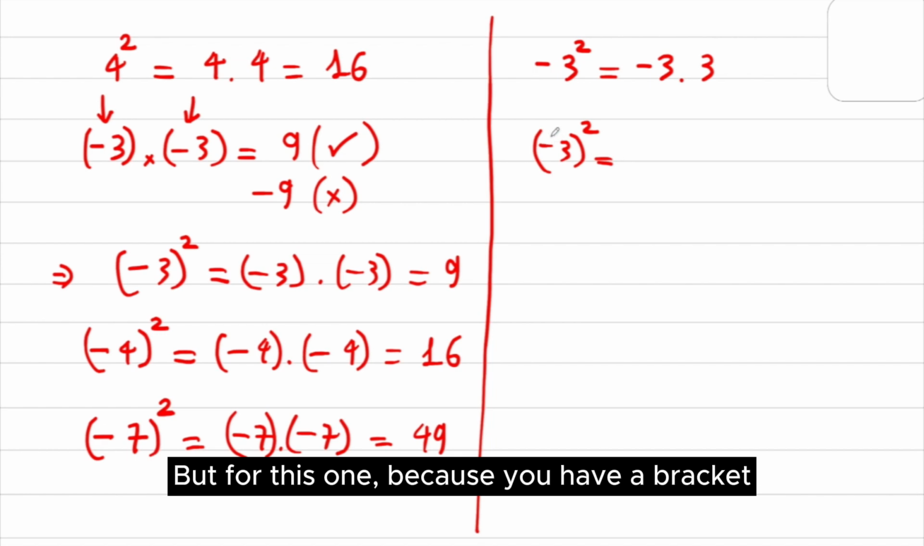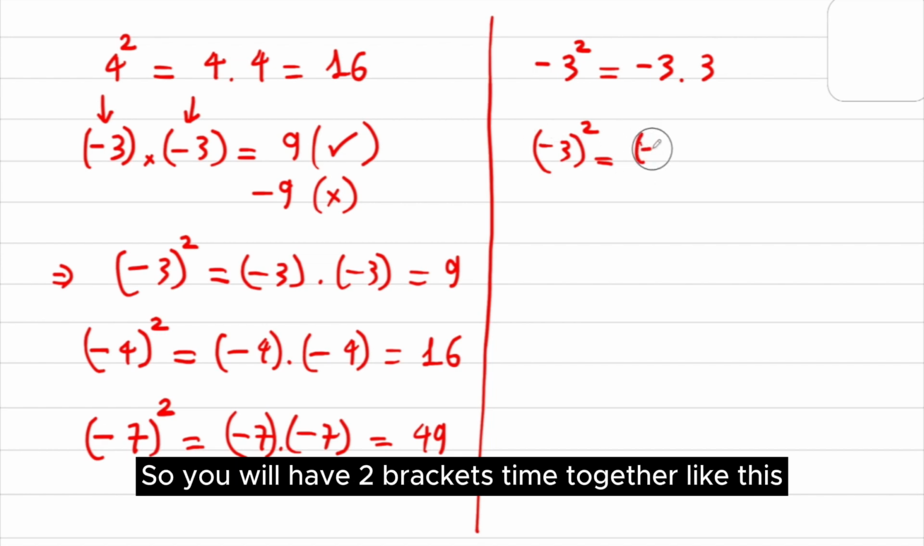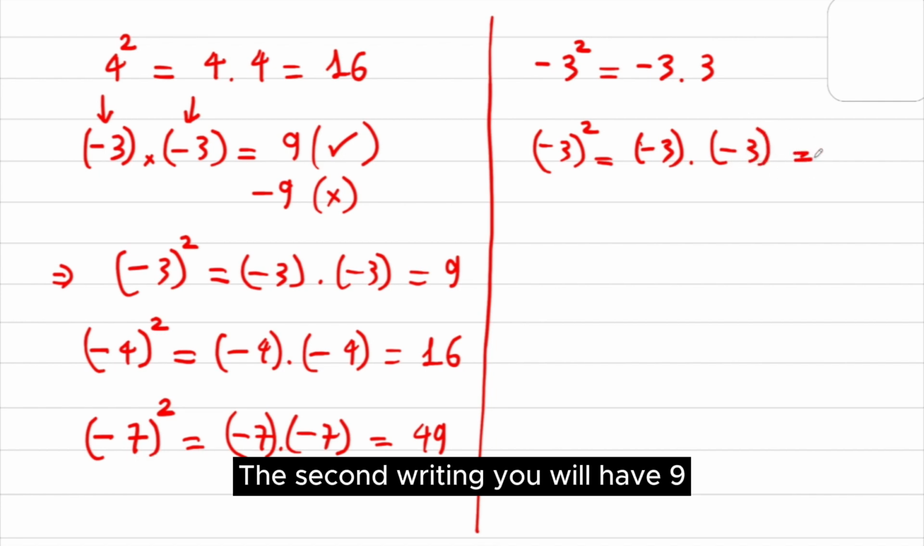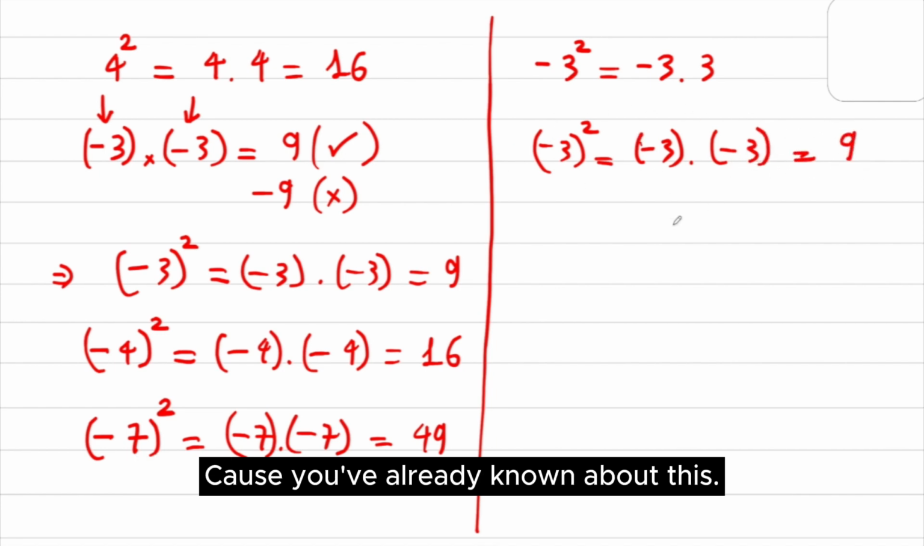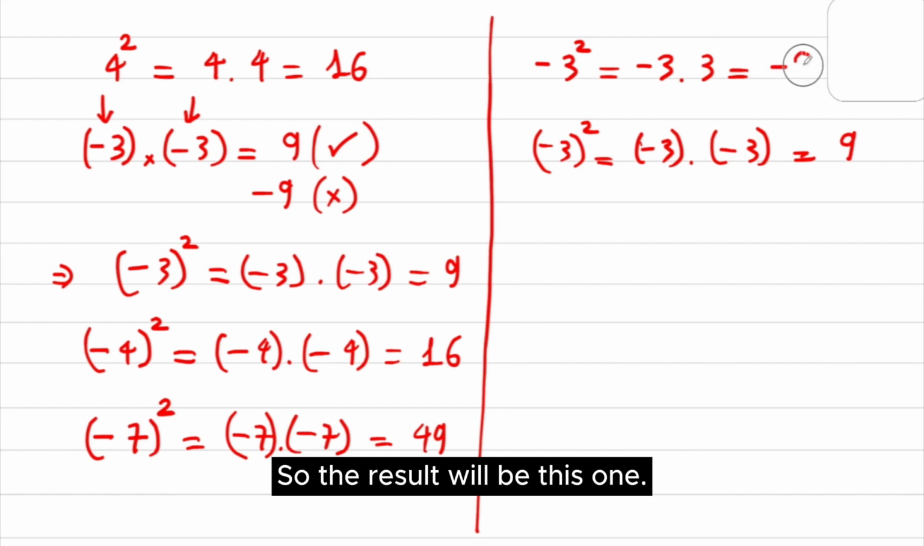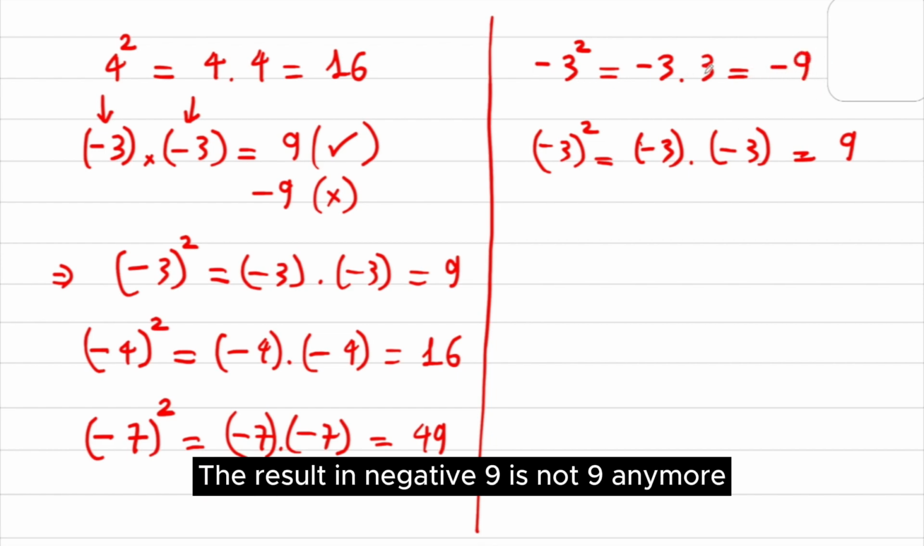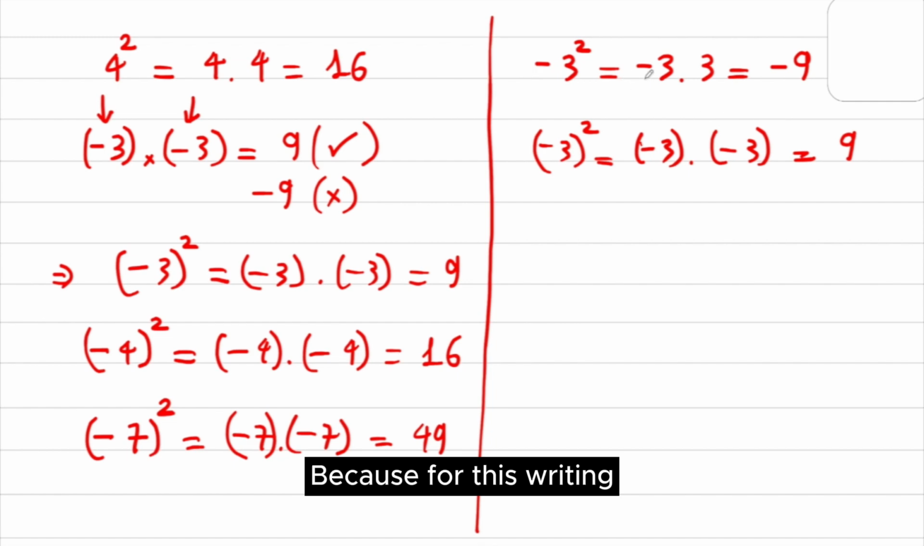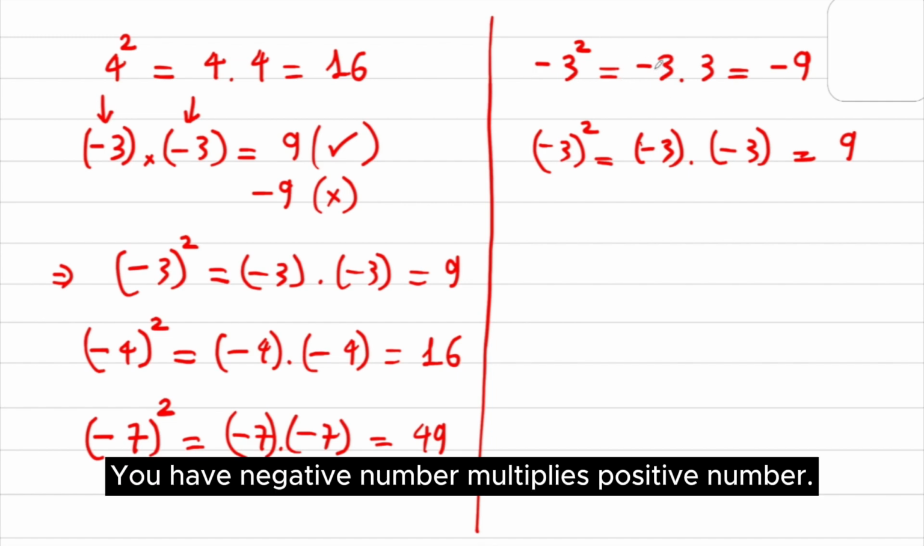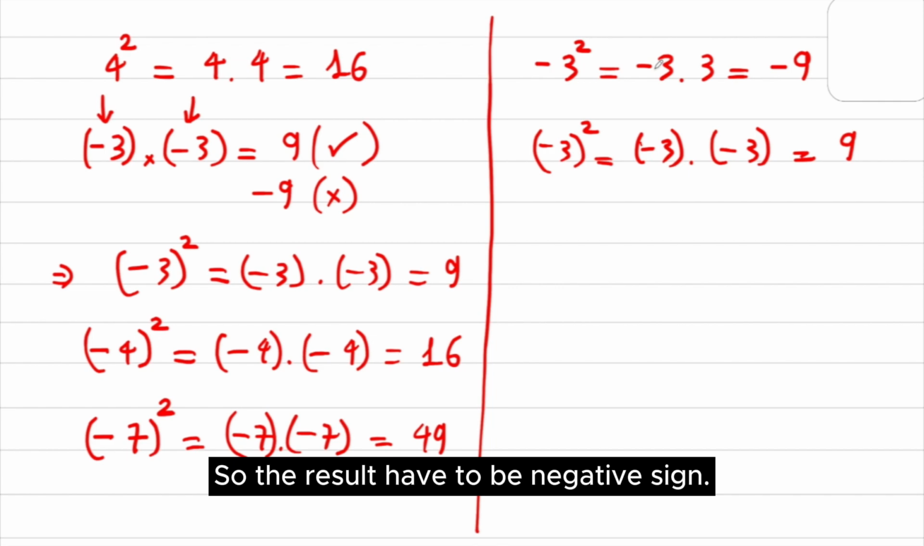But for this one, because you have the bracket, you will have two brackets multiplied together like this. The second writing, you will have 9. Of course, you already know about this. But for this one, you have to wait. Negative number times positive number, so the result will be negative 9. It's not 9 anymore, because for this writing you have a negative number multiplied by a positive number, so the result has to be negative.